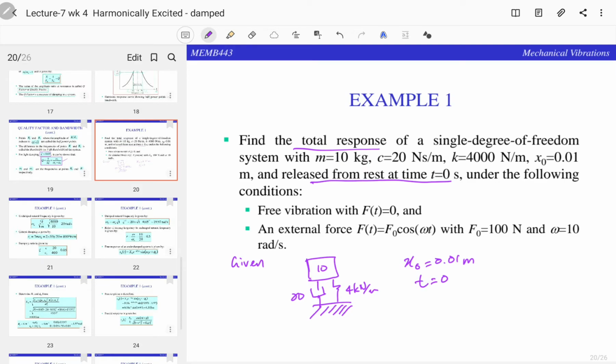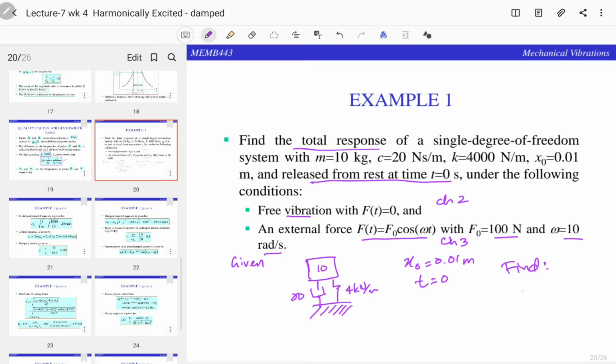Okay, under the following conditions, you have to determine one, the free vibration. So you have this system, one is free, one is you have force. Basically free vibration is the equation from chapter 2, and the forced vibration is from chapter 3, which is this lecture, with this F naught and omega. So basically you have to find two responses.